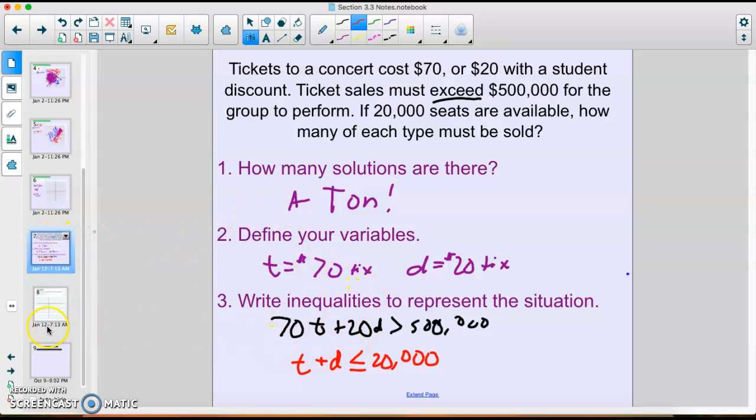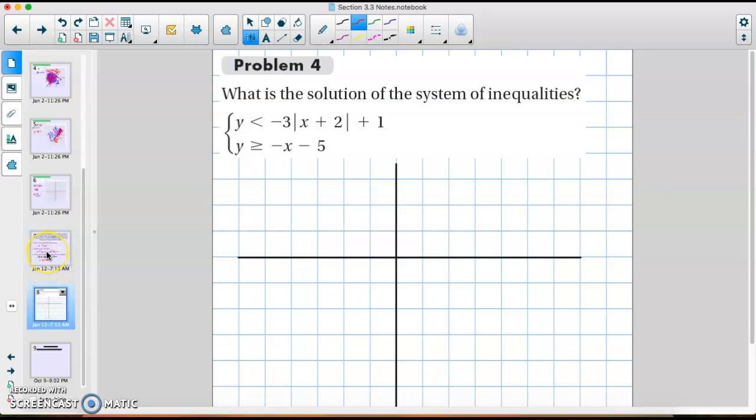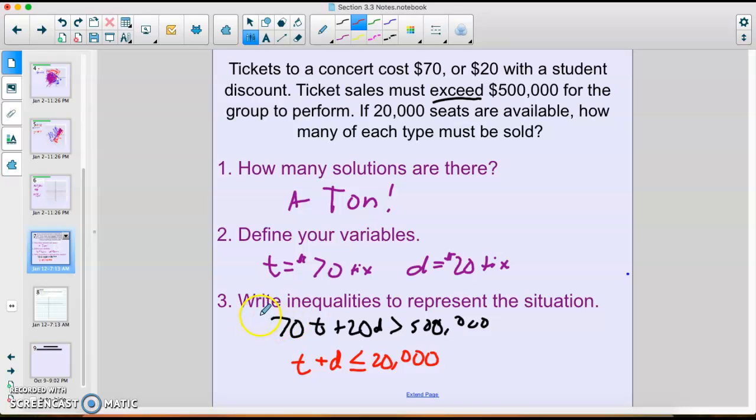And we could go ahead and graph this, and I don't believe we will here, but just the concept of getting our solutions or a system of inequalities together. $70 for every regular price ticket, $20 for every discounted ticket has to exceed 500,000, and then the total number of tickets, so the regular plus the discounted, has to be less than or equal to 20,000 because there's only 20,000 seats available. Okay, so we can graph this. We're not going to. And then you would shade, and wherever the shade overlap is, that's where your answer would be.